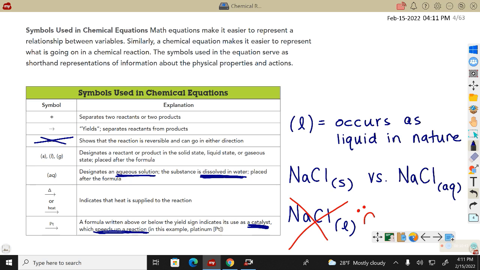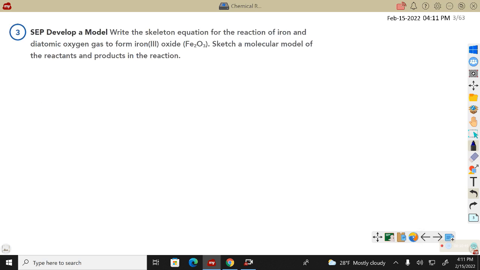These are things that I will see as part of a chemical reaction. Now, if I go back to number 3, it wants me to write a skeleton equation for the reaction of iron and diatomic oxygen gas to form iron 3 oxide. Okay, so we read through this description and we're trying to put together the reactants and the products.